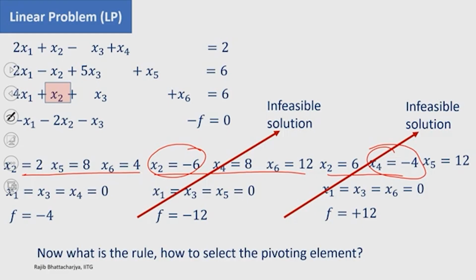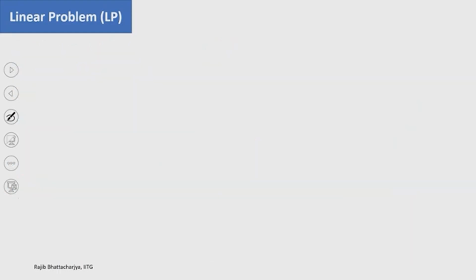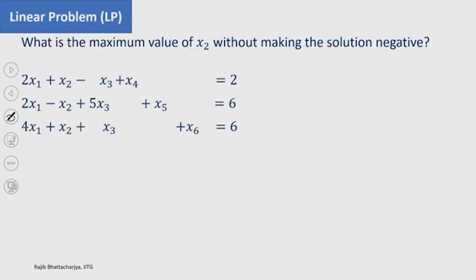So, now what is the rule then? How to select the pivoting element? We have to select the pivoting element in such a way that we are not getting an infeasible solution, and we are getting only a feasible improved solution. Now, what is the rule here?